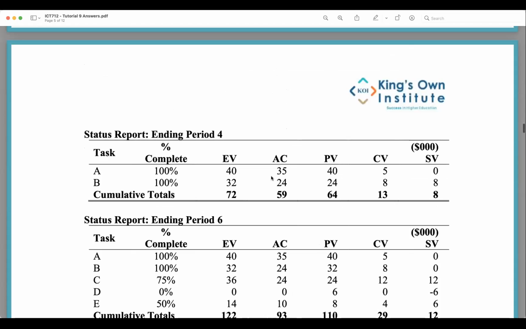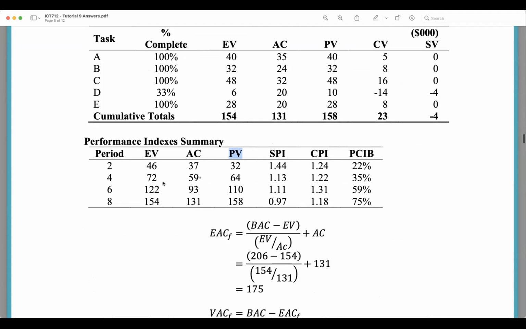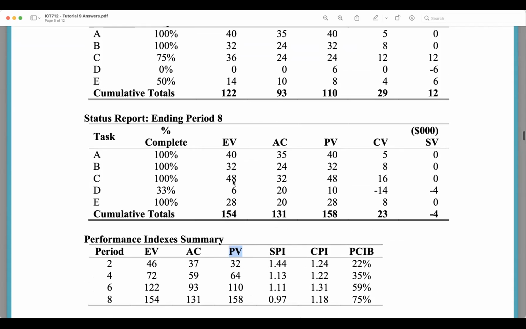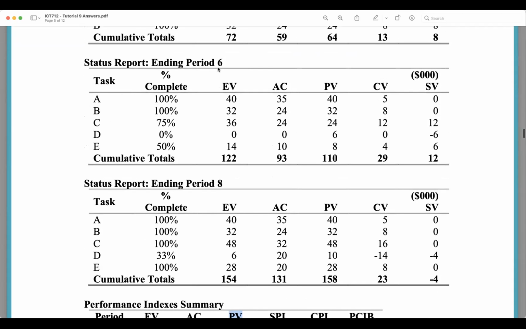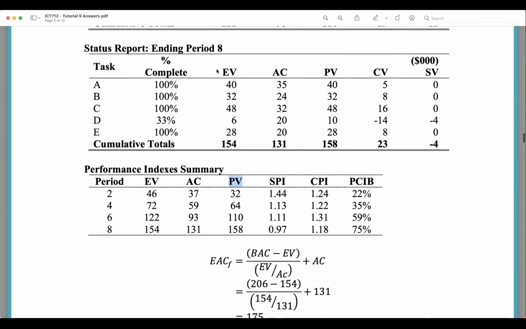For period 4, I have 72, 59, 64. For period 6, 122, 93, 110. And for period 8, 154, 131, 158. So what they ask you to calculate there is very simple. They're actually asking you for SPI and CPI.